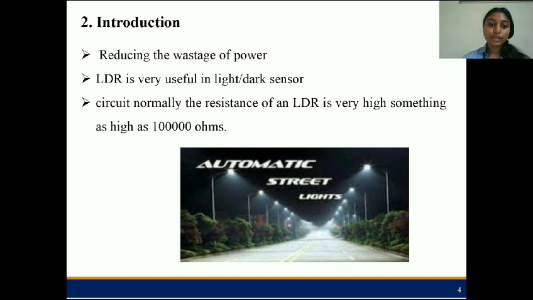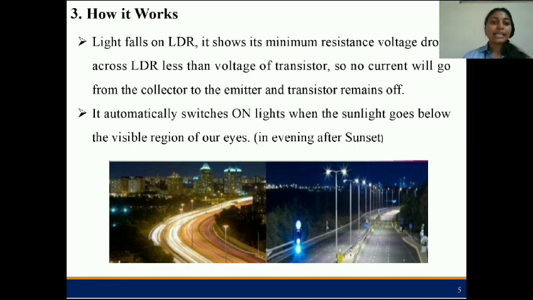LDR is very useful as a light and dark sensor. In the circuit normally, the resistance of an LDR is very high, something like 1 into 10 raised to 5 ohms. How it works? When light falls on the LDR, it shows its minimum resistance, and the voltage drop across the LDR is less than the voltage of the transistor. So no current will go from the collector to the emitter and the transistor remains off. It automatically switches on lights when sunlight goes below the visible region of our eyes.